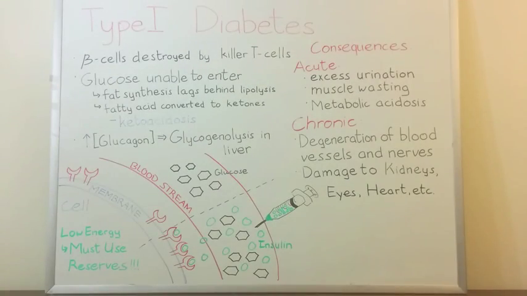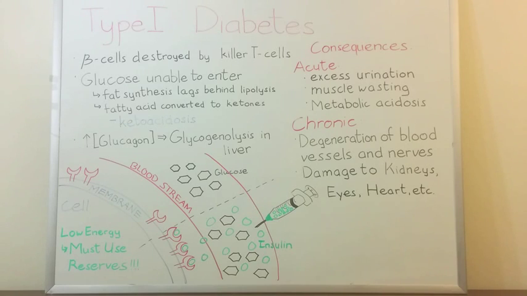Now I will go into a little more detail about type 1 diabetes. As stated before, the beta cells are destroyed by killer T cells, and the onset of type 1 diabetes can occur at any stage in a person's life, maybe due to environmental factors or a virus telling the pancreas to target its own beta cells.